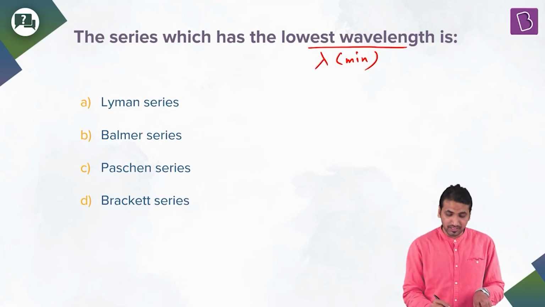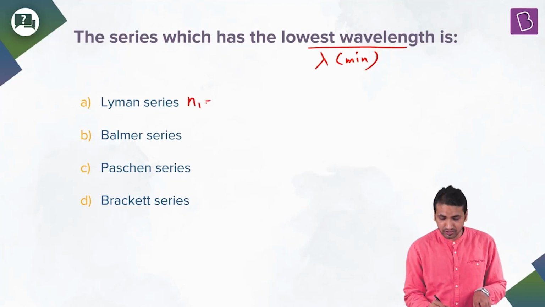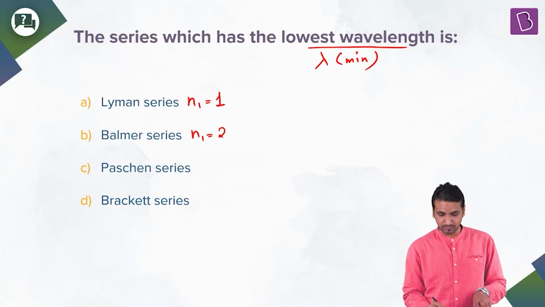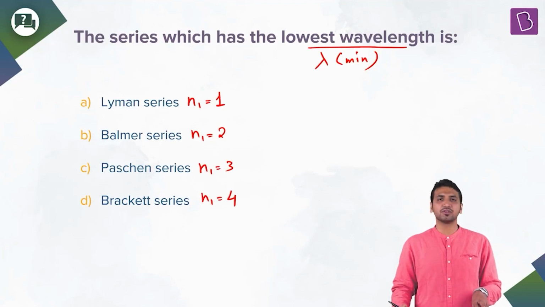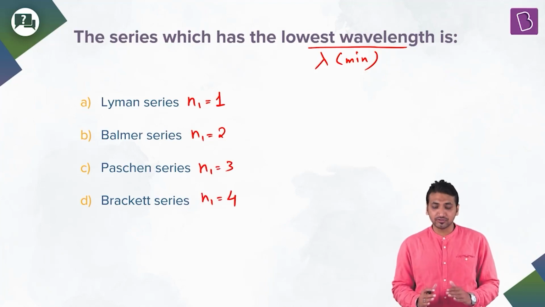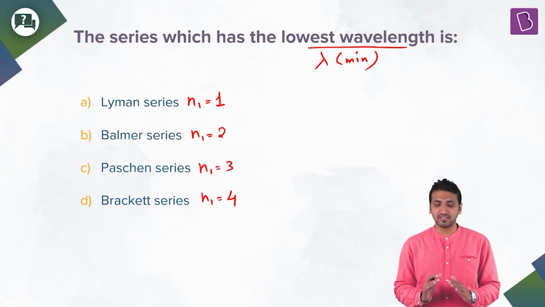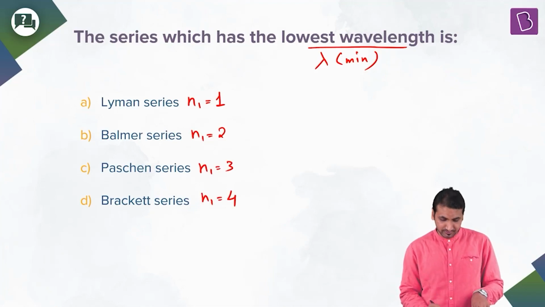For Lyman series, n1 has to be 1. For Balmer, n1 has to be 2. For Paschen, n1 has to be 3. And for Brackett, n1 has to be 4. Fine. Now you have to focus on minimum wavelength, that is the lowest wavelength.